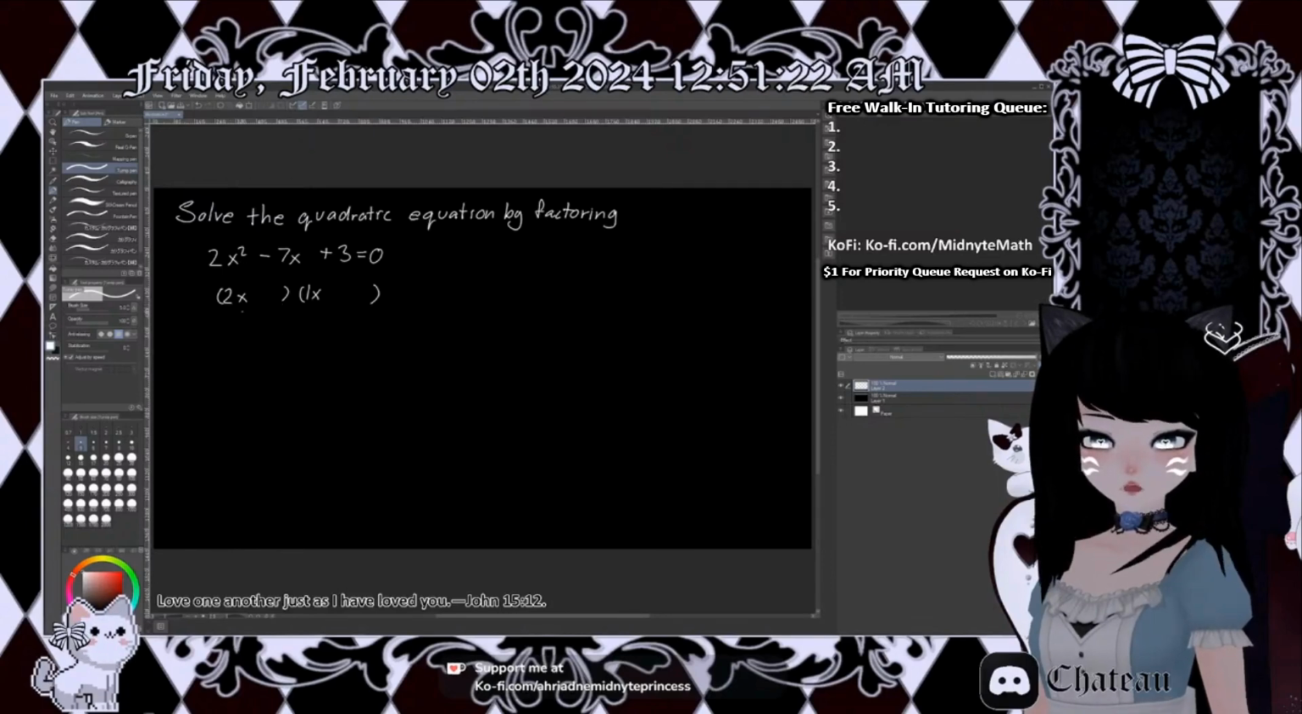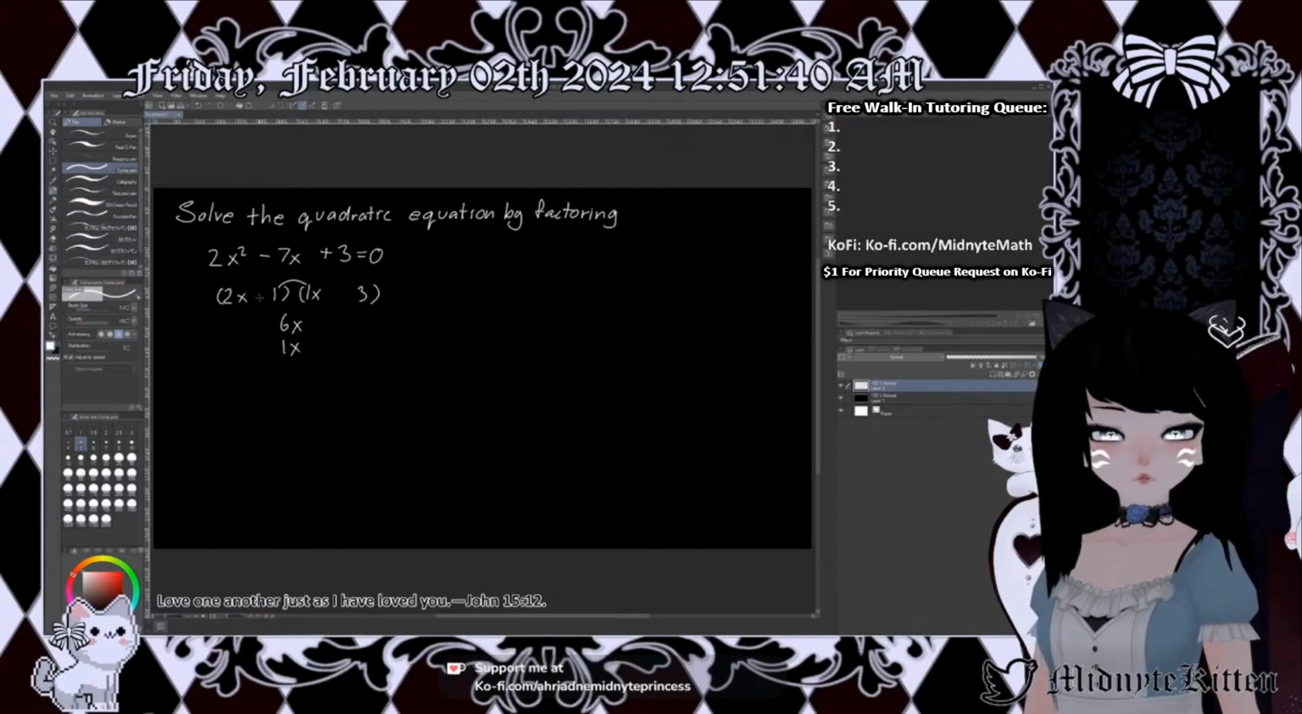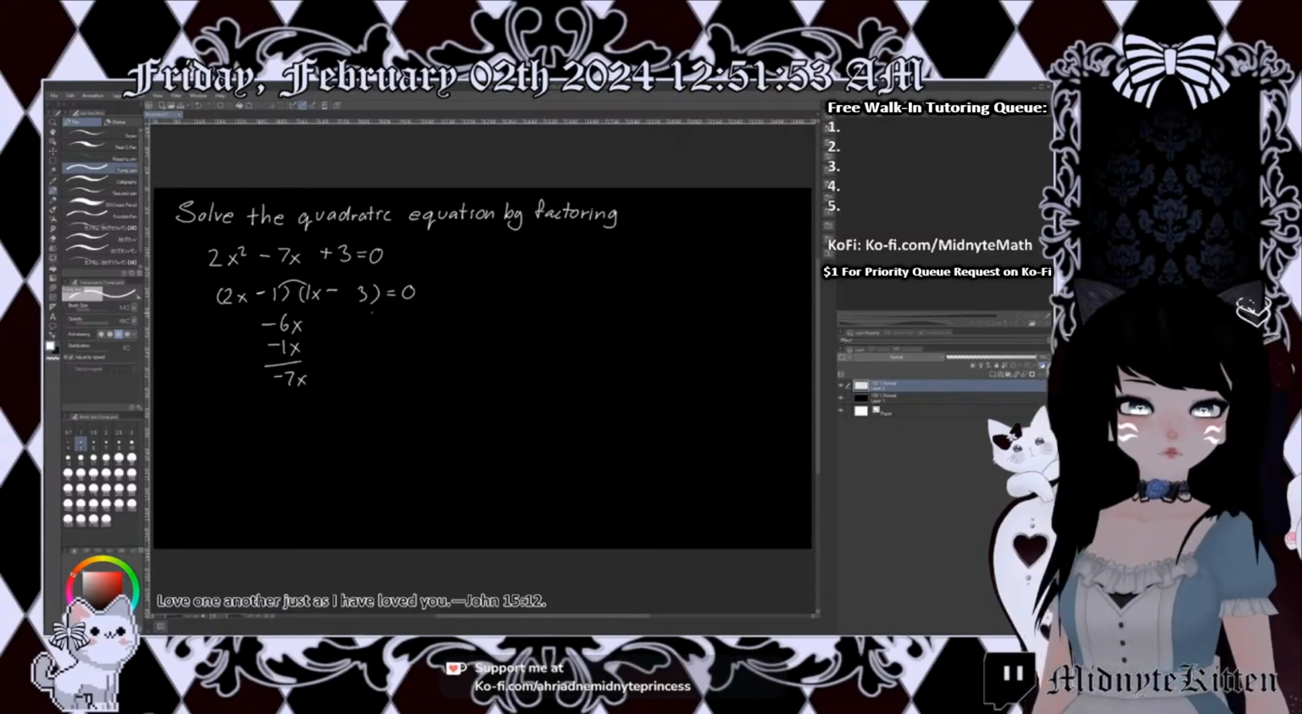So if I were to guess, well, we could try 2 times 3, which is 6x, and 1 times x. Right? And that would be 7. But now we need both of them to be negative. So that gives us negative 7x. Set it equal to 0 and solve.